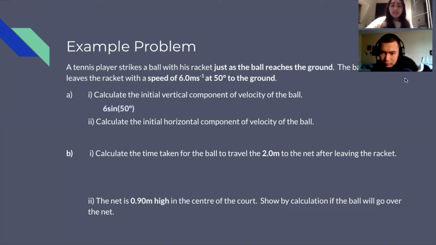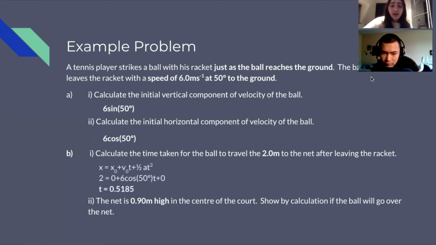So first, these 2 problems are basically just using the formula from the earlier slide. That's that the vertical component is the initial velocity times the sine of the angle at which it is projected, which is 50 degrees in this scenario. The horizontal component is the cosine. And a lot of times you can just leave it in the trig form because the actual answer will be some sort of decimal.